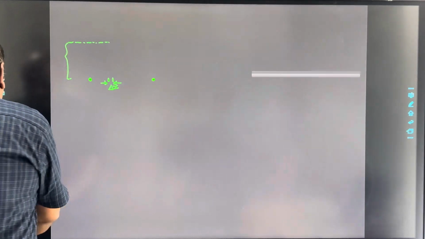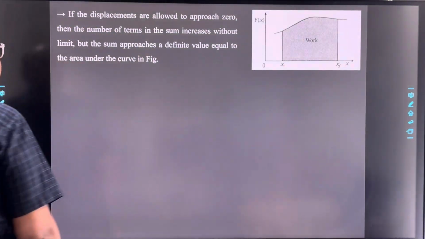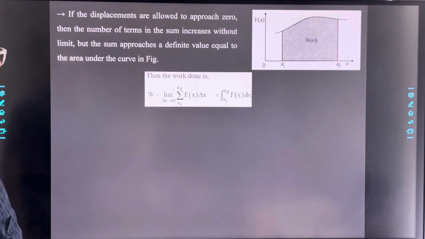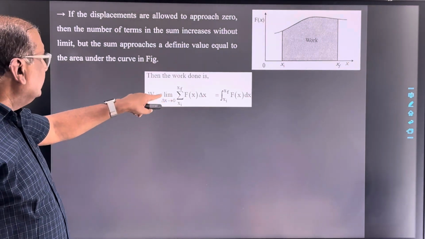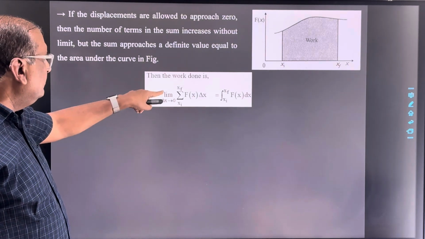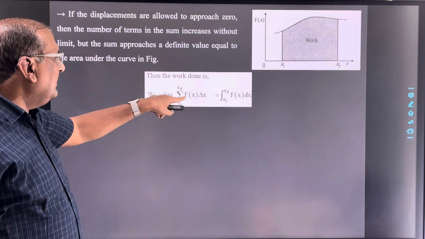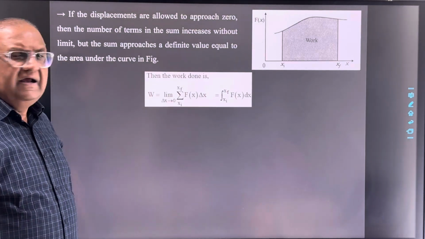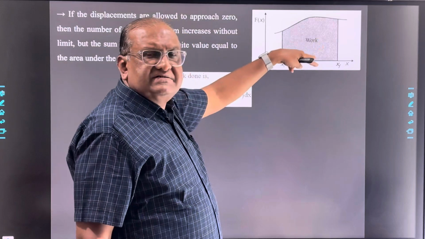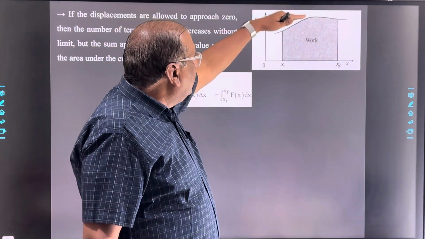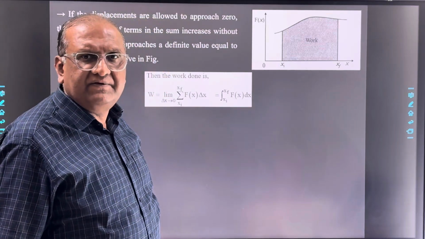So if we take this delta x very small, right? Then we can write the total work done W, that is limit delta x tends to 0, sigma from xi to xf, F(x) delta x. And this is nothing but the total work done, which is the entire area under the graph with respect to the displacement axis.